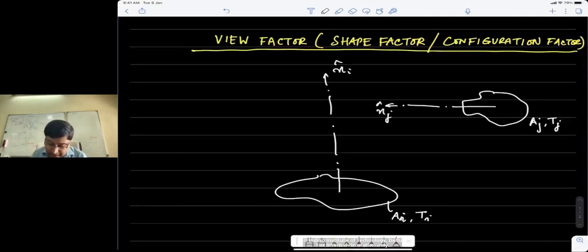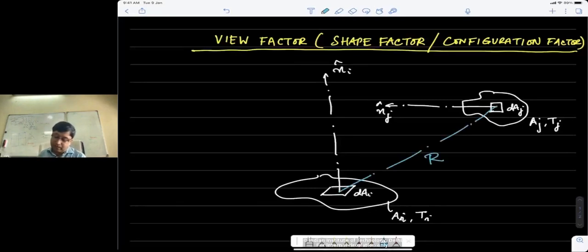And say I take an elemental area on each of these surfaces. So let's say we take an area dAi and an area dAj on each of these surfaces. And if I draw the line connecting these elemental surfaces, let's say this distance is r, and the normal vectors make polar angles theta i and theta j with this line. So that is the setup that we have for two surfaces.